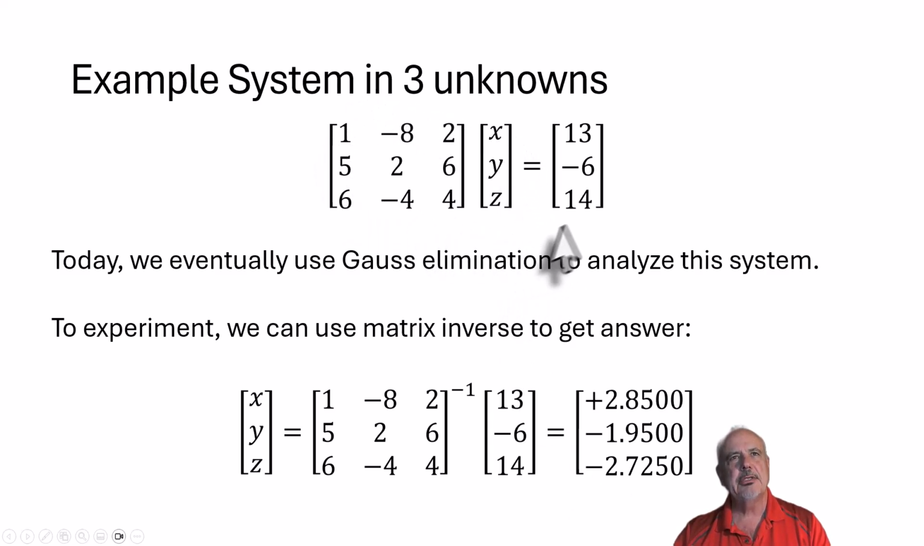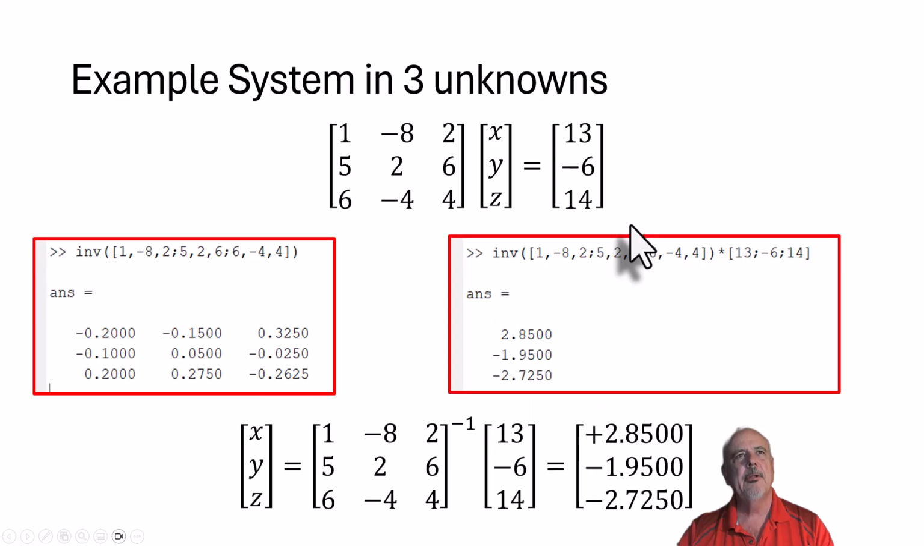In this case, the answer to x, y, and z would be 2.85, minus 1.95 and minus 2.725. So that x, y, and z would be the solution to this equation, the unique solution. So one way is matrix inverse, and we're going to use that as a guide to see how we can get it by Gaussian elimination as well.